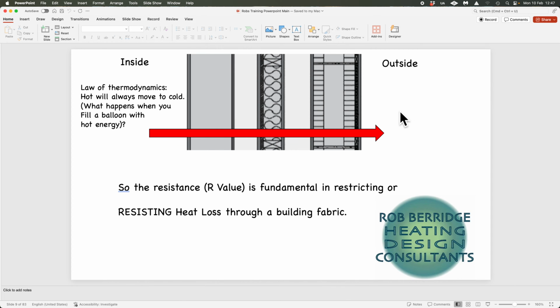I've actually typed on there, as you can see, what happens if you fill a balloon up with hot energy. So if we always say that hot will always go to cold, think about this as a theoretical point of view, because it generally won't happen.